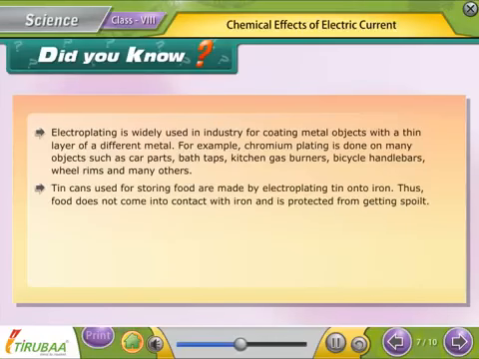Tin cans used for storing food are made by electroplating tin onto iron. Thus, food does not come into contact with iron and is protected from getting spoiled.